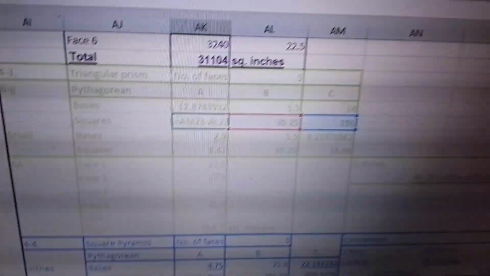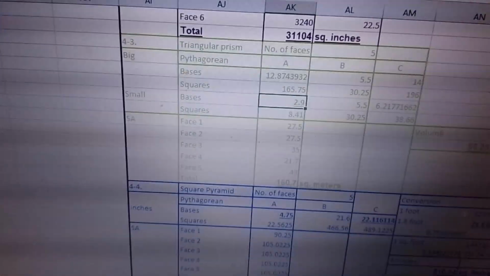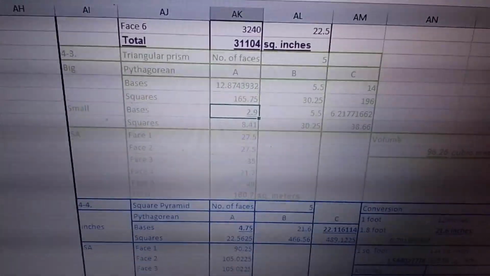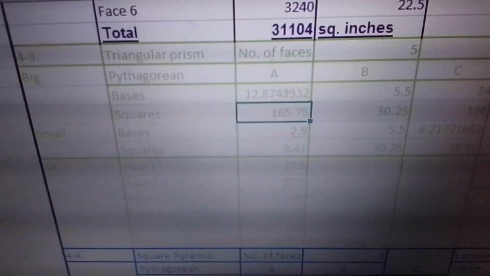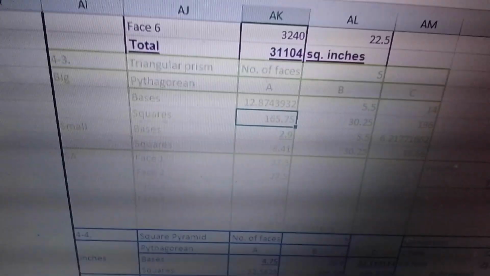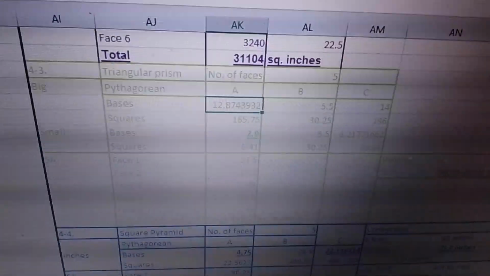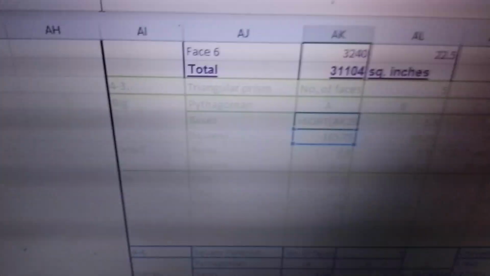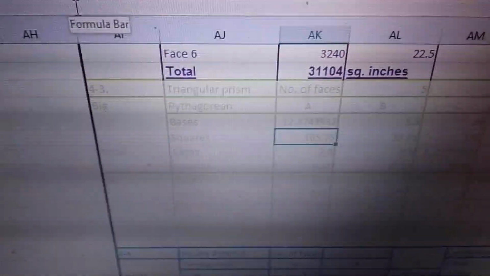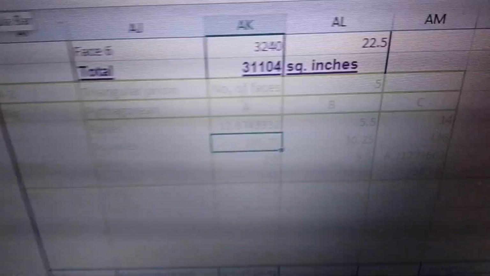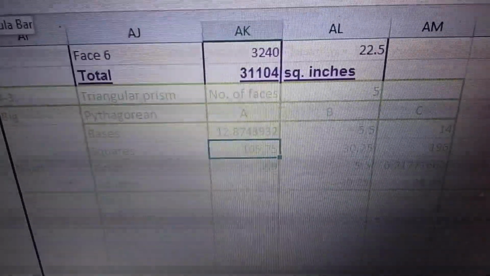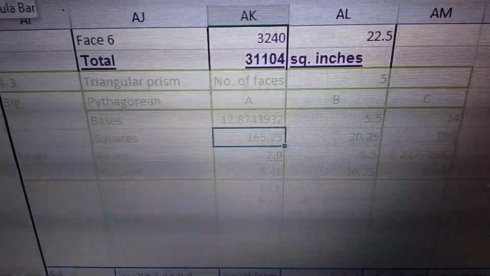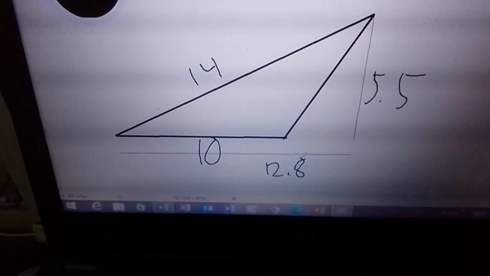C minus B to give you 2.9. To give you 165.75. With that answer that we got, we take the square root of that number, and what did we get? We should get 12.87. Or we can just round it off to 12.8. 12.89. 12.9. Alright?